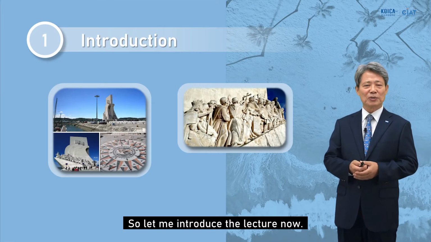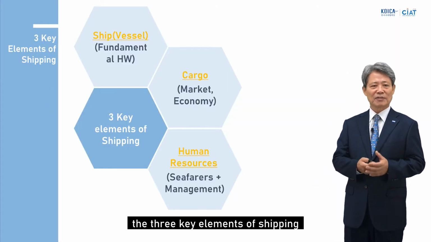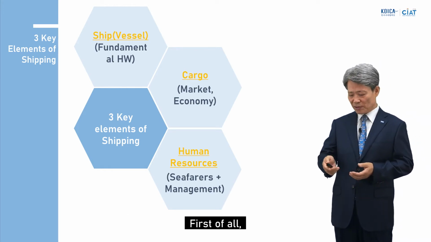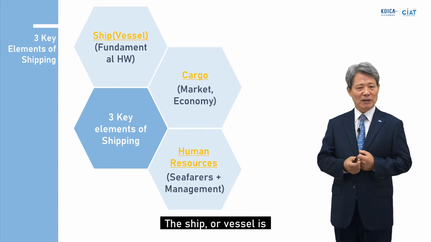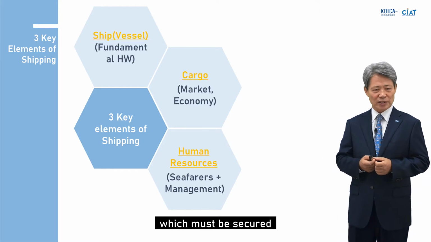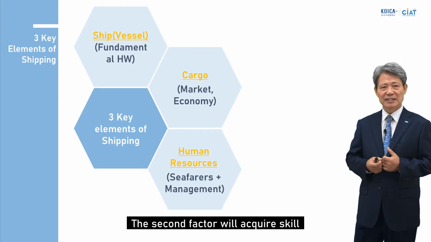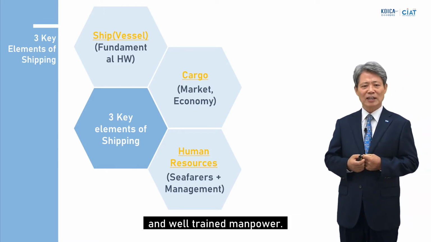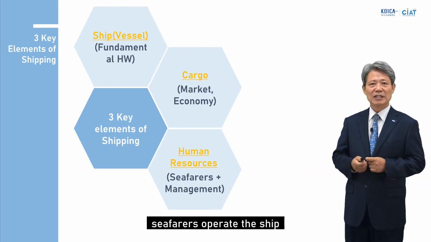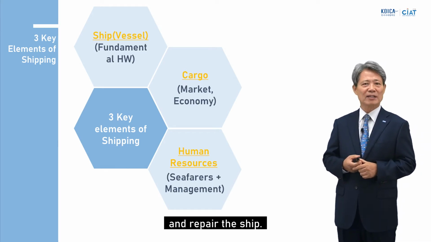Introduction. So let me introduce the lecture now. You can see the 3 key elements of shipping in this slide. First of all, the ship or vessel is the fundamental hardware which must be secured to run the shipping business. The second factor requires skilled and well-trained manpower or seafarers, to operate a ship, maintain the ship, and repair the ship.